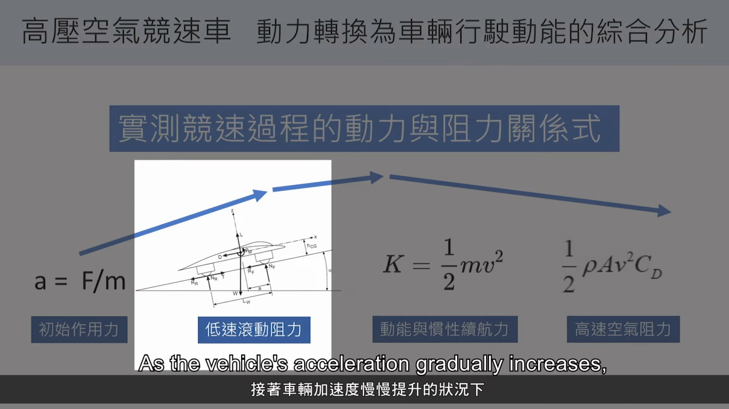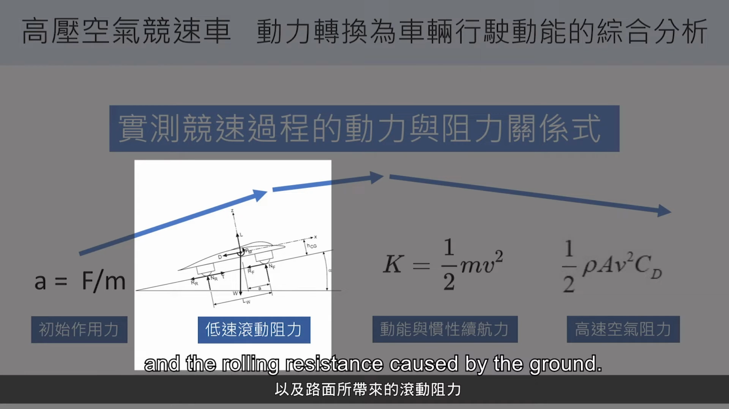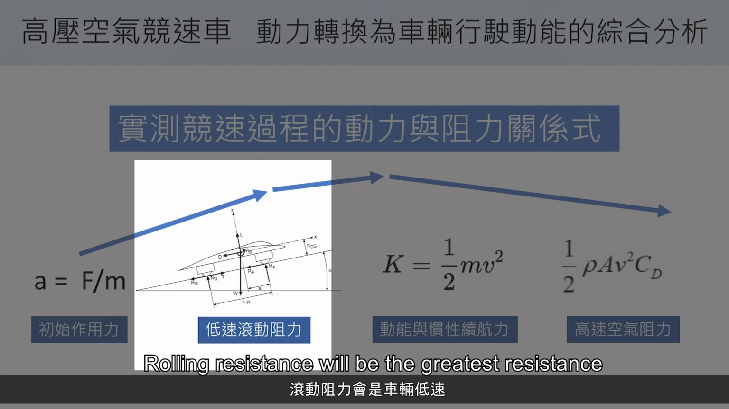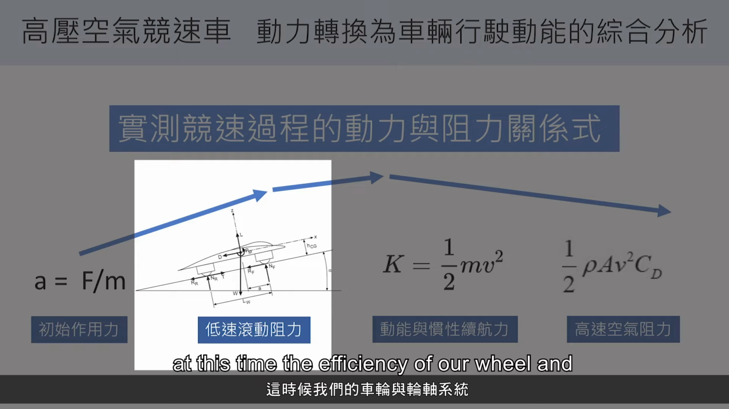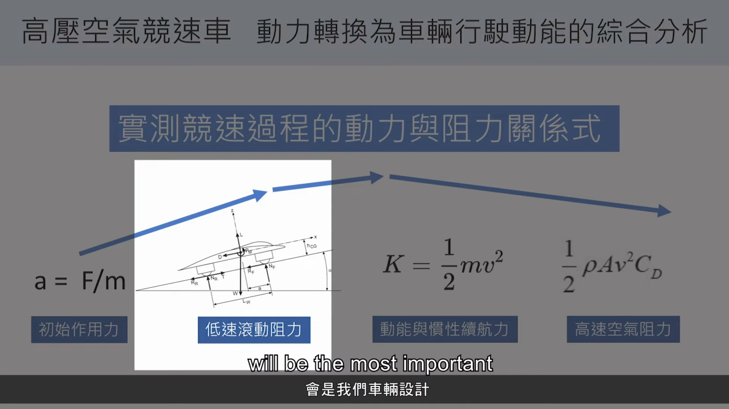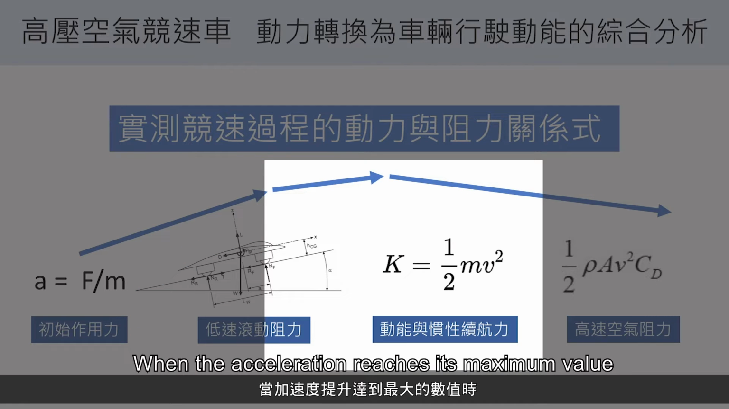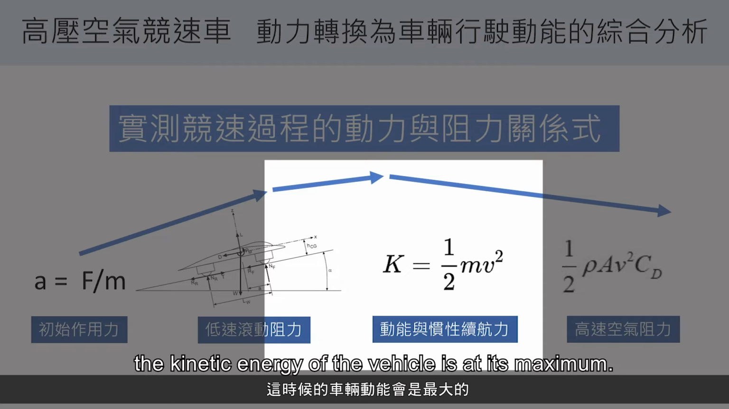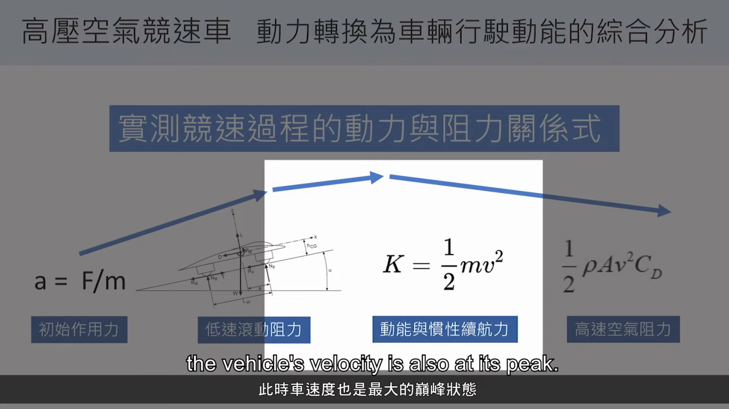As the vehicle's acceleration gradually increases, it must overcome the car's weight and the rolling resistance caused by the ground. Rolling resistance will be the greatest resistance faced by the vehicle at low speeds. At this time, the efficiency of our wheel and axle system in operation will be the most important design consideration of our vehicle design. When the acceleration reaches its maximum value, the kinetic energy of the vehicle is at its maximum. According to the physics formula, K equals m times v squared divided by 2; when the acceleration increases to its maximum, the vehicle's velocity is also at its peak.